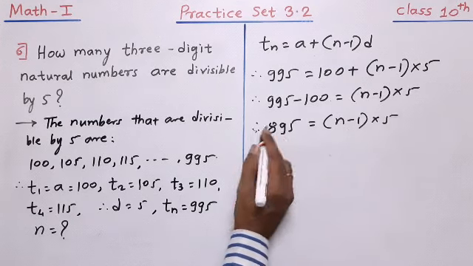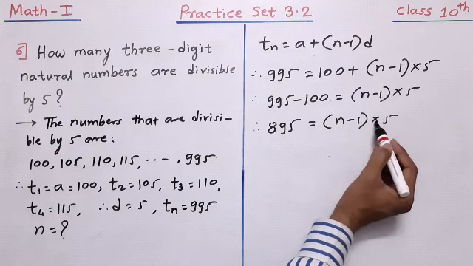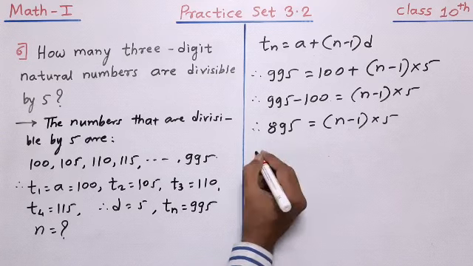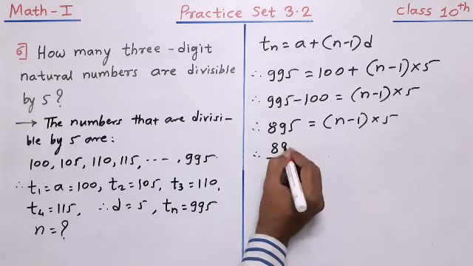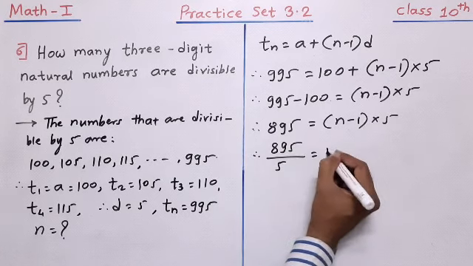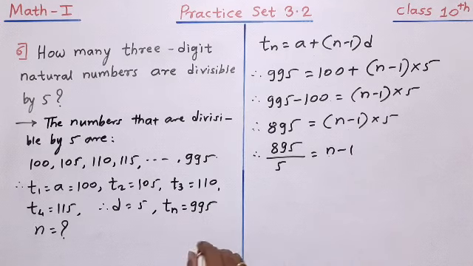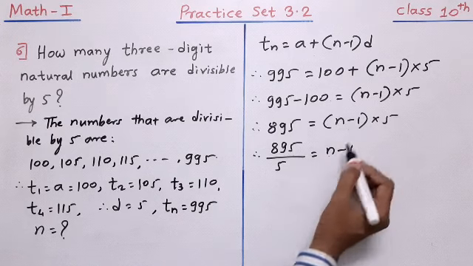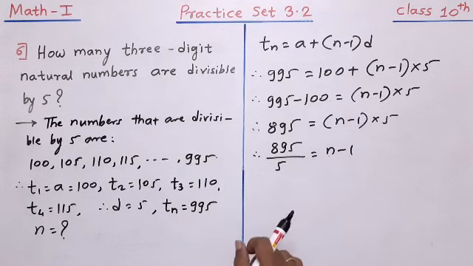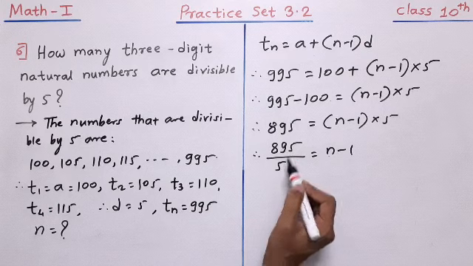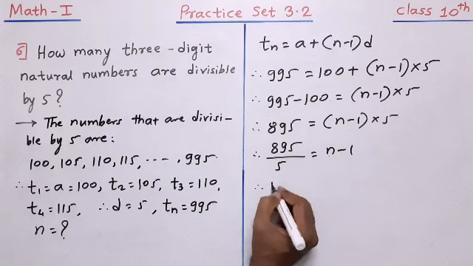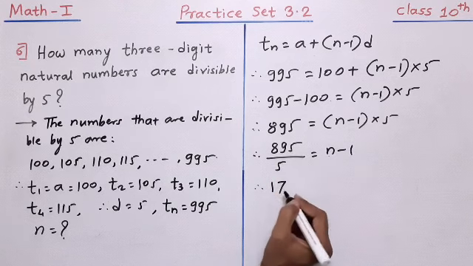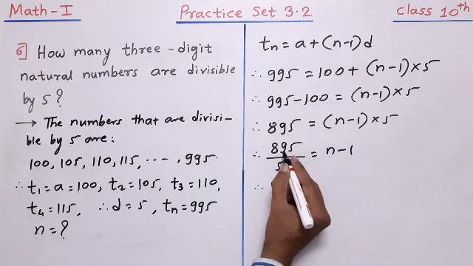What to do next? In the next step, we can shift this 5 which is multiplied here. If shifted to the left hand side, it becomes divided. So the next step will be 895 upon 5 is equal to n minus 1. Once 5 is shifted to the left hand side, you don't need the bracket. n minus 1 remains on the right hand side. Now divide this number by 5. What do we get? 5 ones are 5, remains 3, it becomes 39. 5 sevens are 35, remains 4.